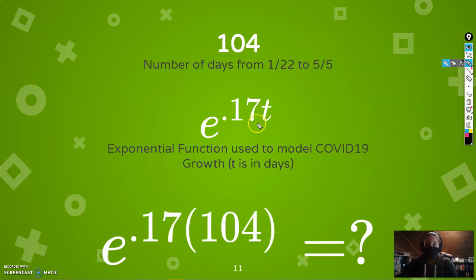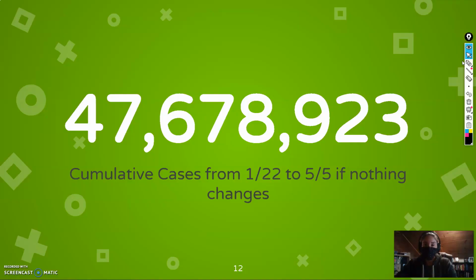So we're going to evaluate this exponential function for t equaling 104, and what do we get? Again, this is to say nothing has changed, okay? Everything is going exactly the way it's going. Nothing has intervened. Nothing has happened. How many cases will we have come Cinco de Mayo? 47,678,923 cumulative cases. So this is from January 22nd to May 5th. If nothing changes.